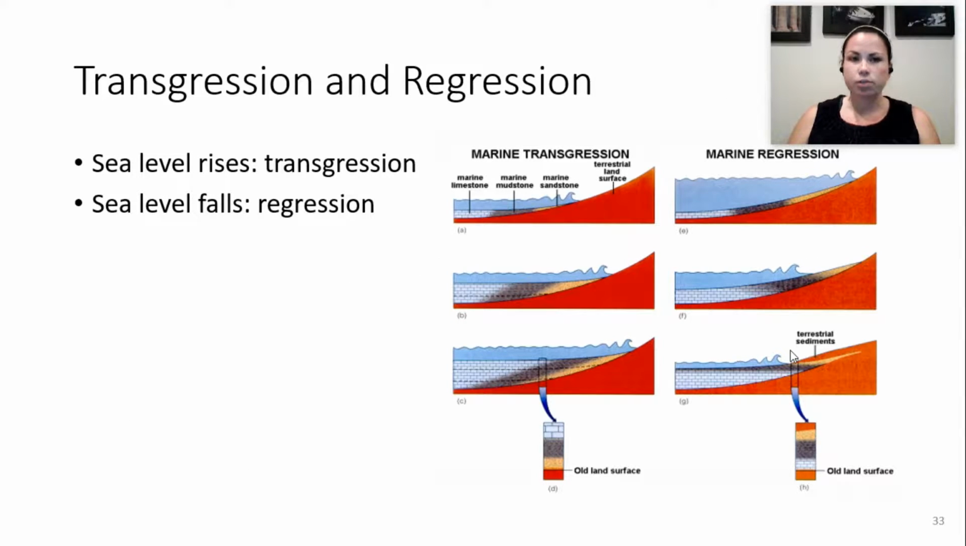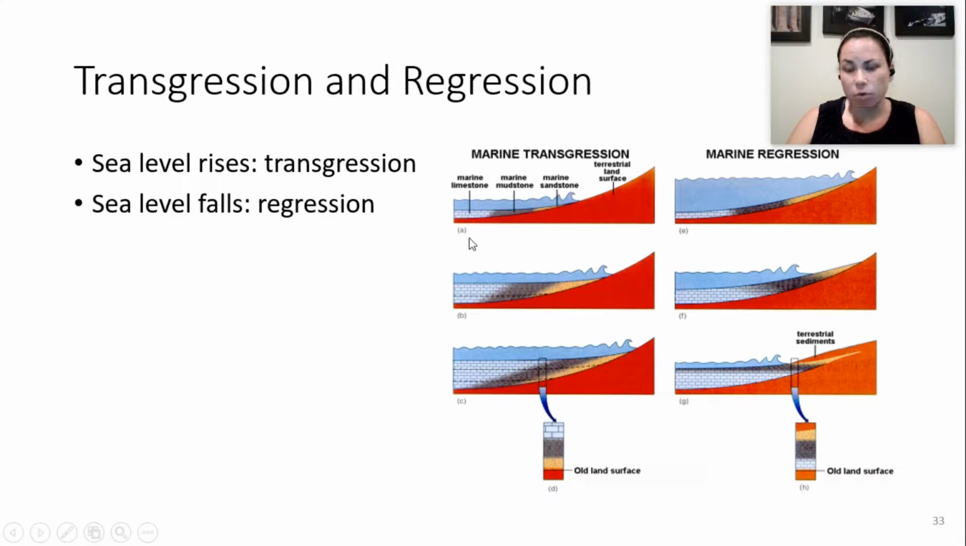Okay, some other keywords here: transgression and regression. Transgression is where we have general sea level rise. Regression is where we have sea level fall. Over the course of geologic time, we see a lot of sea level rise and sea level fall. Currently, in our human history, we're seeing a sea level rise, which would be a transgression. During these different sea level phases, we see how that affects different sediment deposition.